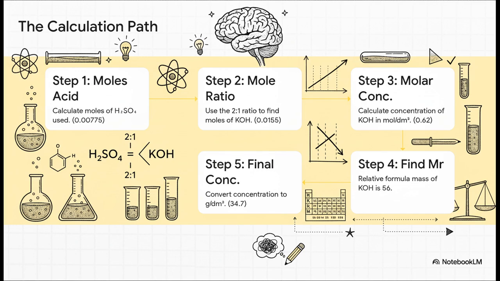Step 4 is just grabbing the relative formula mass of KOH from the periodic table. And for the final step, you just convert that concentration into grams per decimeter cubed. Your final answer is 34.7. Each step, a potential mark in the bag.